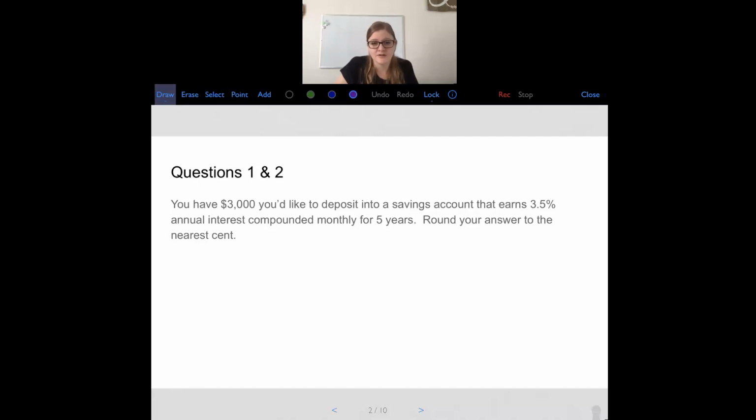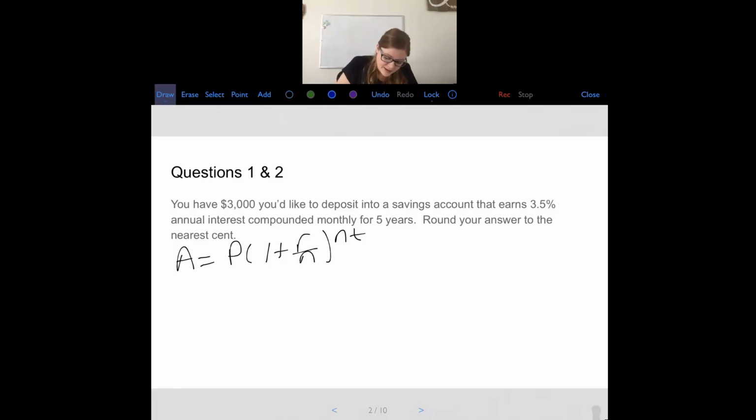You have $3,000 you'd like to deposit into a savings account that earns 3.5% annual interest compounded monthly for 5 years. So we'd be asked to find the account balance after 5 years, and we're asked to round our answer to the nearest cent. So the compound interest formula is A is equal to P times 1 plus R over N to the NT, where A is the amount that's in the account at the end of the compounding period, P is the principal or the initial amount deposited, R is the annual interest rate expressed as a decimal, N is the number of compounding periods per year, and T is the number of years.